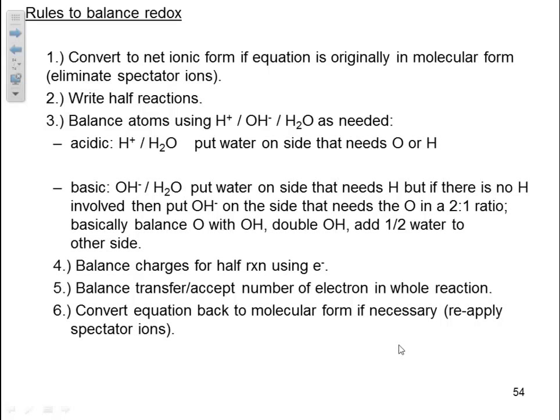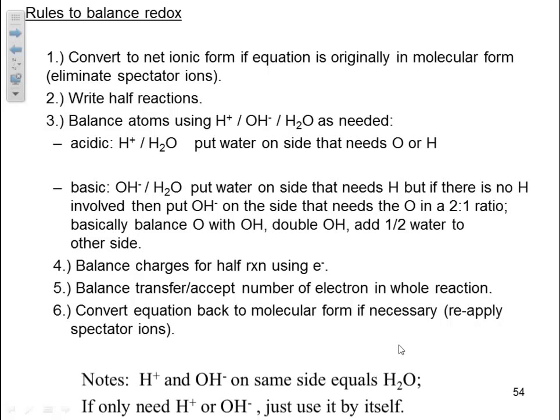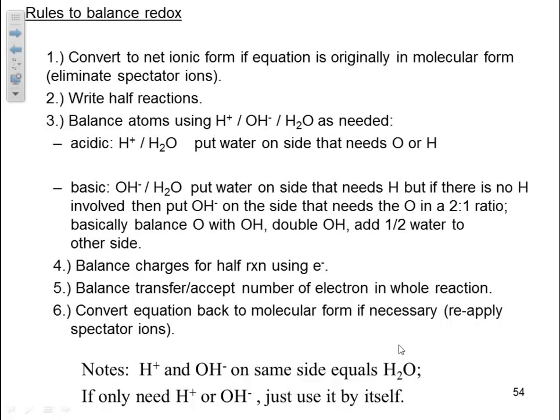Basically, this is a process to take a very difficult equation and break it up so you can balance it and put it back together. If you have oxygen in several components, it's very difficult to balance it by inspection. Note, H+ and OH- on the same side equals water, which means if you can simplify it by just adding H+ to balance it or just OH- to balance it, that's fine. You can do that. You just have to make sure that in the end you've seen the H+ and OH- together on one side. That's water.